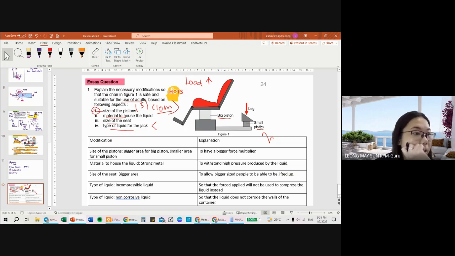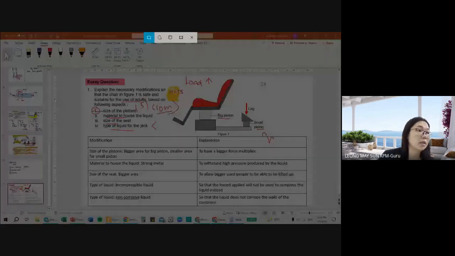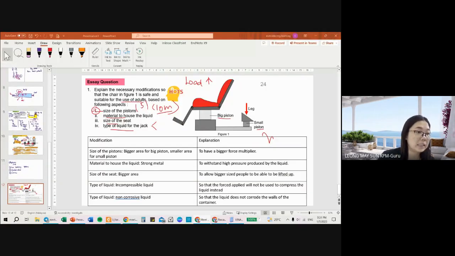Teacher can write bigger difference between the area of the... no, Daniel, you have to mention what kind of bigger difference you are talking about. You cannot just mention bigger difference like that only. You have to mention clearly the difference you're talking about is either bigger ratio or higher ratio between the area of the big piston and the small piston. Difference cannot, unless you use the word ratio. Any other questions?